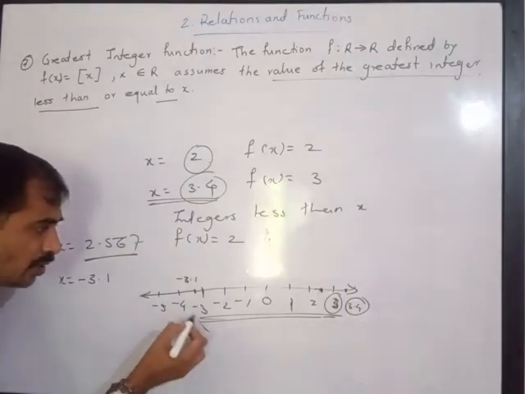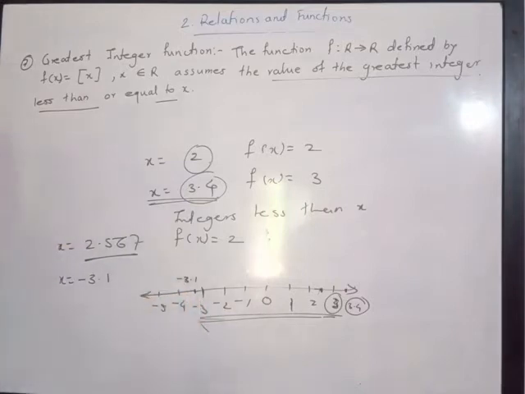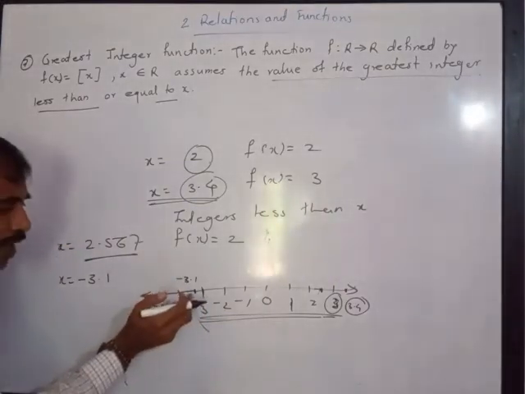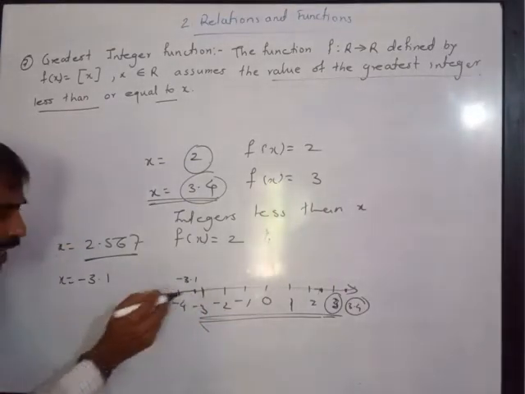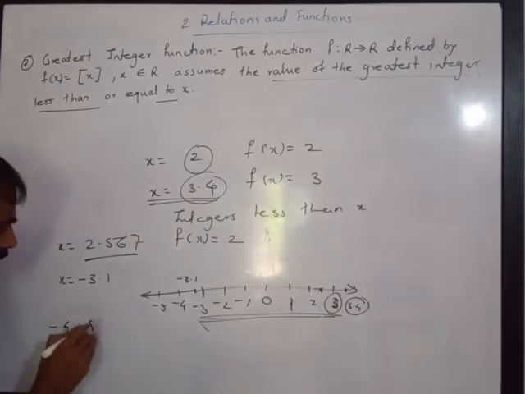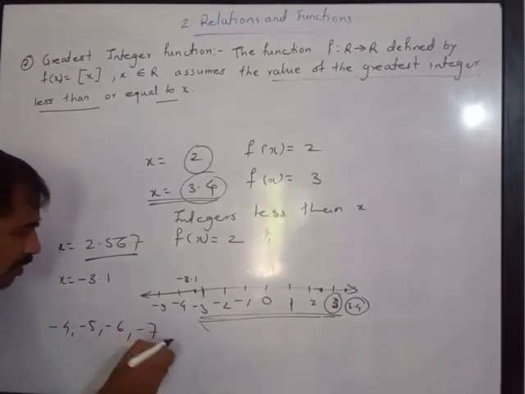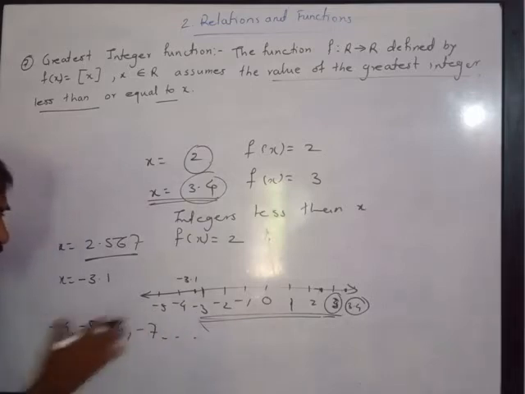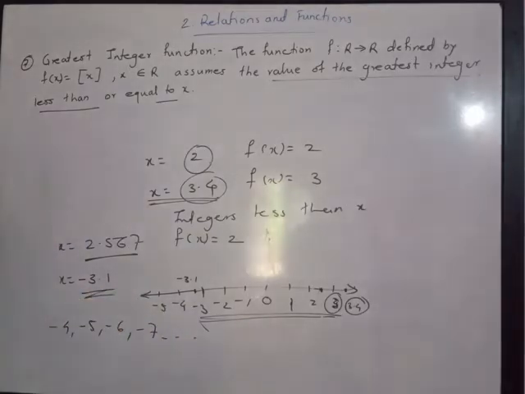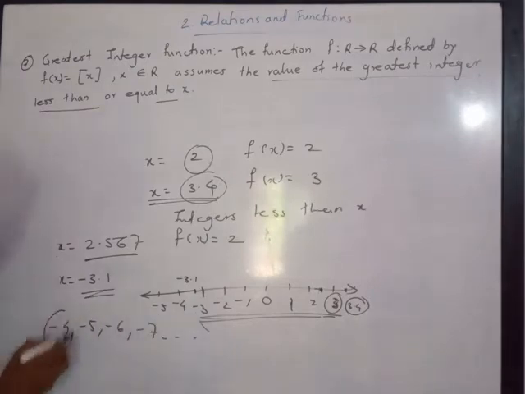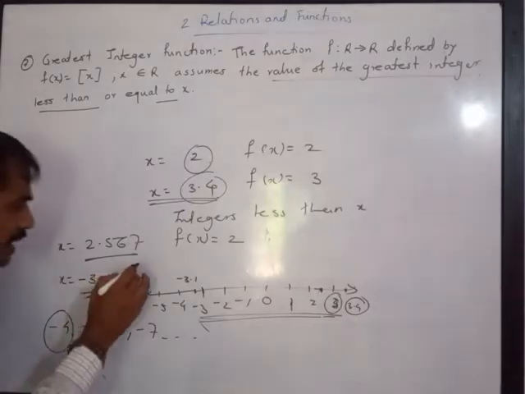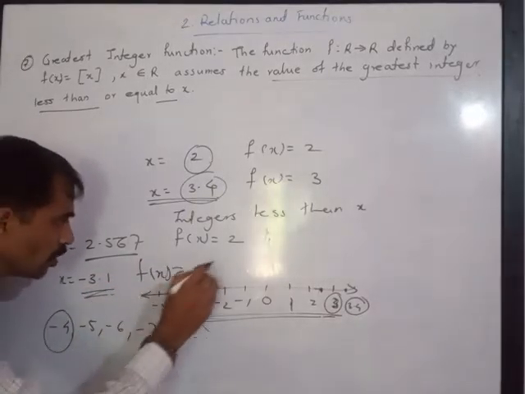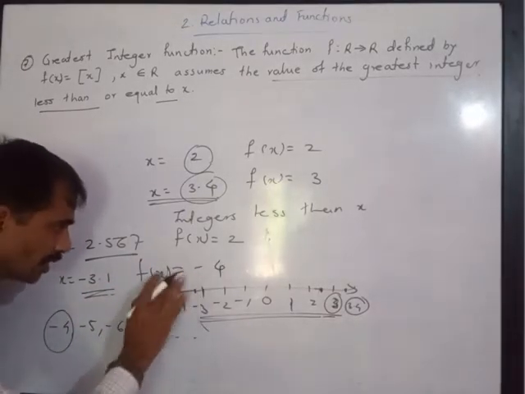Please note here negative 3 is greater than negative 3.1. So we have to take the values which are to the left side, that is negative 4, negative 5, negative 6, negative 7, and so on. These values are smaller than negative 3.1. Among them the greatest one is negative 4. So if x is negative 3.1, then f of x is equal to negative 4. Please try to understand this.